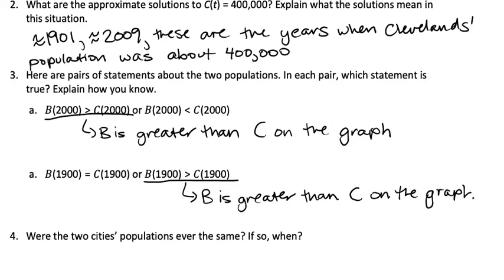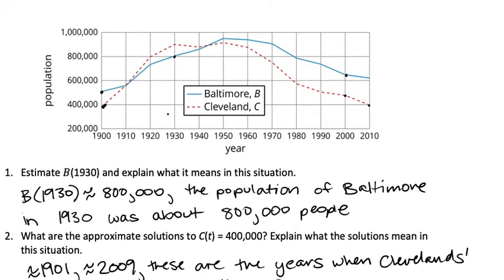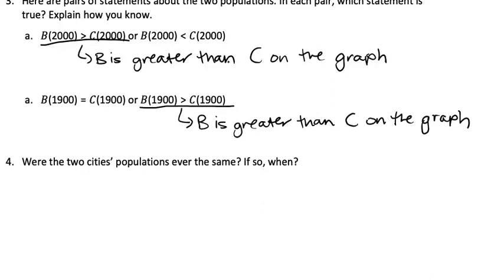And the final question, were the two cities' populations ever the same? If so, when? So they would be the same if they were kind of right in the same spot in the same year. It looks like that happened a couple of times. Maybe right here in 1910, and maybe right here, that looks like about 1942, 43. So 1910 and 1942.